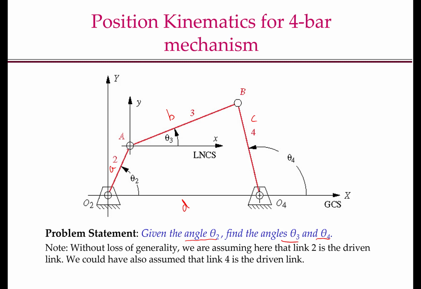θ2 is the angle made by the vector O2A with the x-axis of the global coordinate system. θ3 is the angle made by the vector AB with the x-axis of a local non-rotating coordinate system that is attached to the pivot A. So essentially θ3 is the angle made by the vector AB with the x-axis of the global coordinate system, and θ4 is the angle made by the vector O4B with the x-axis of the global coordinate system. All these angles are measured at the tail or root of the vectors.